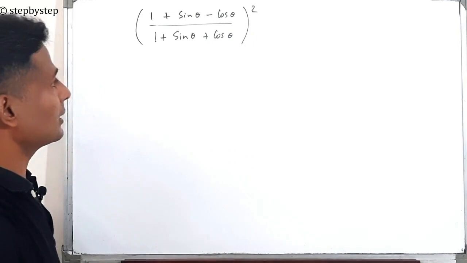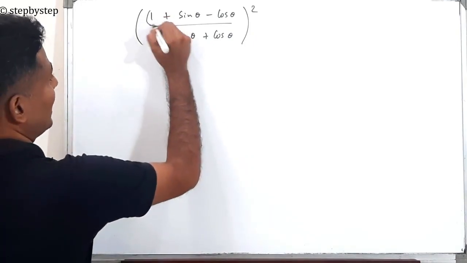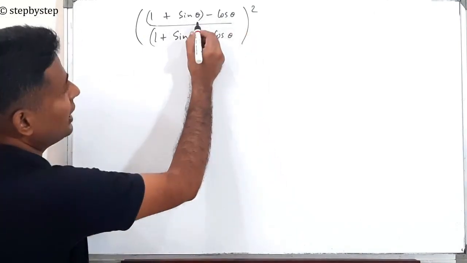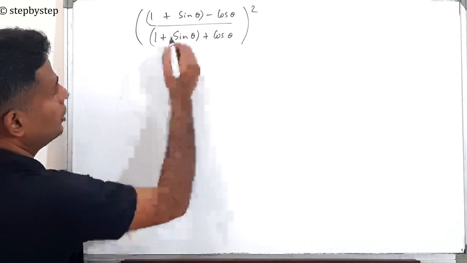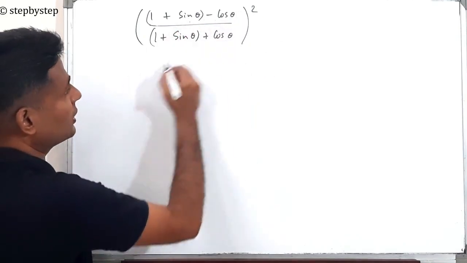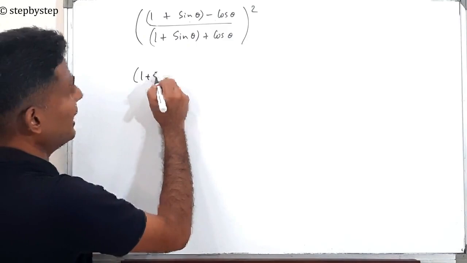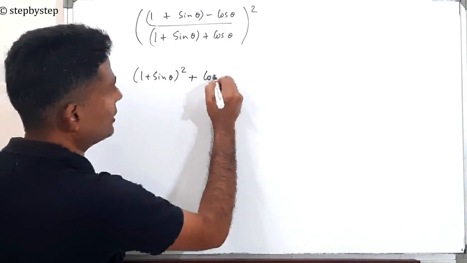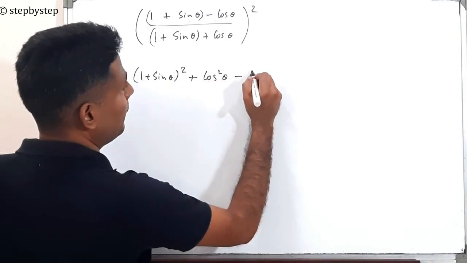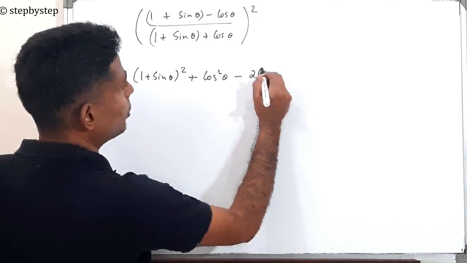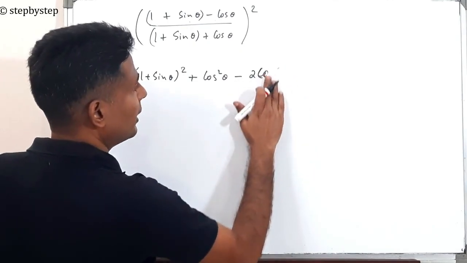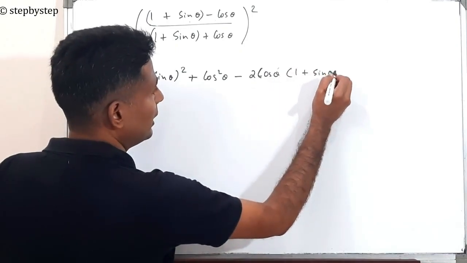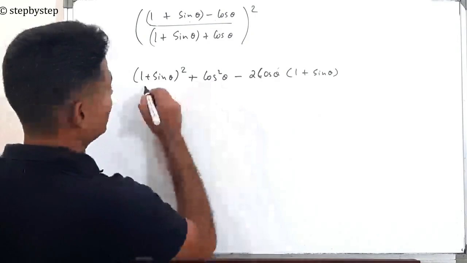Now what can we do in this? The only thing I can think of doing is first group this and this separately. Now it is of the form a minus b whole square. So what is the formula for a minus b whole square? A square, that is 1 plus sine theta, we have taken this part as a whole square, plus b square, that is cos square theta, minus 2ab. So 2 into cos theta into 1 plus sine theta, 2ab. I have written it like this.